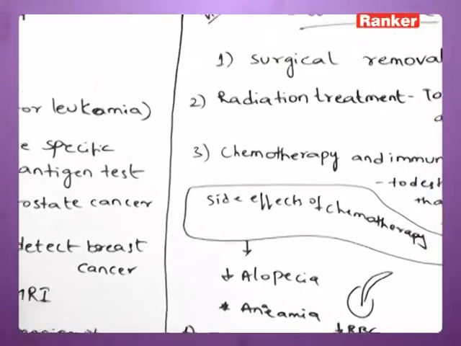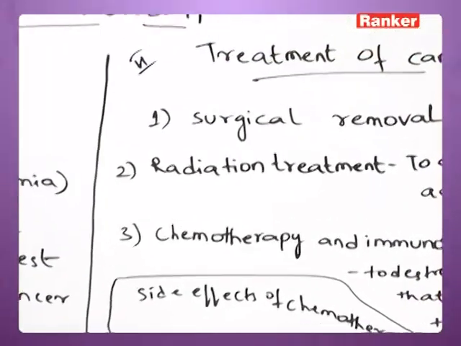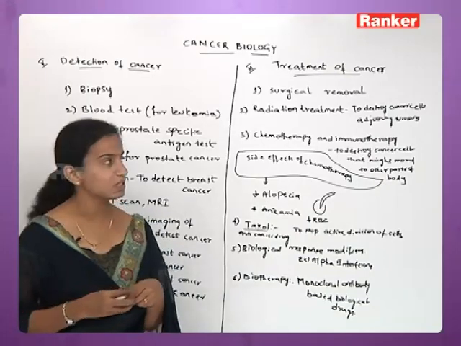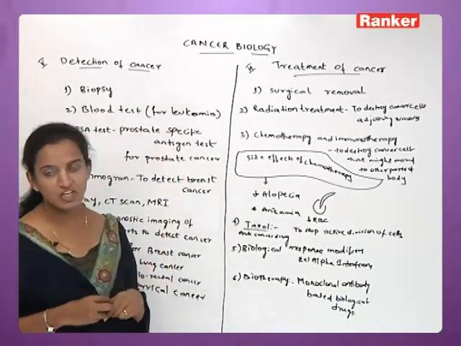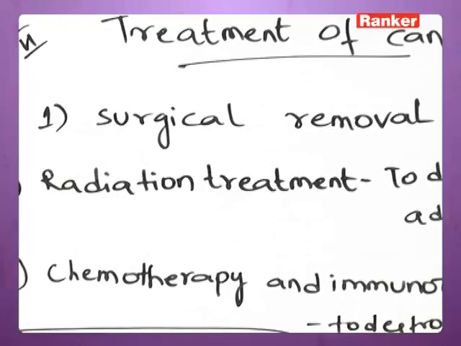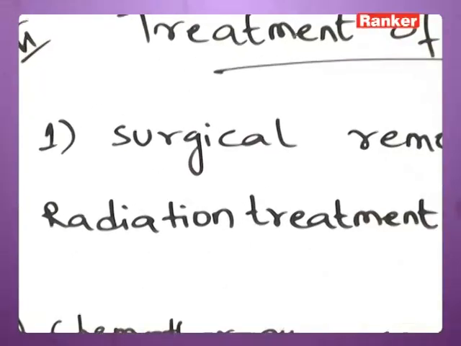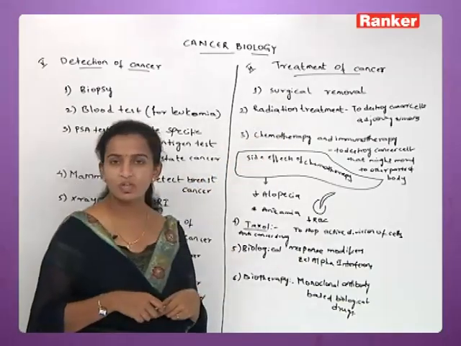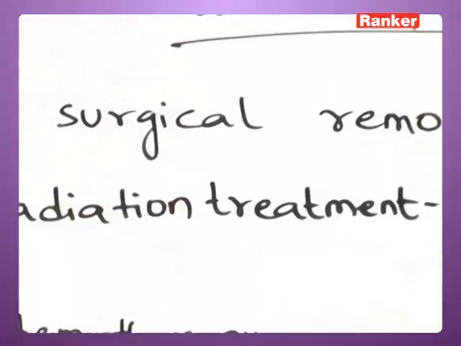Now coming to the treatment of cancer, there are n number of things which are used to treat these kinds of cancers. One is surgical removal. There are some cancers which can be removed using a surgical method, and radiation treatment to destroy the cancer cells and adjoining tumors.